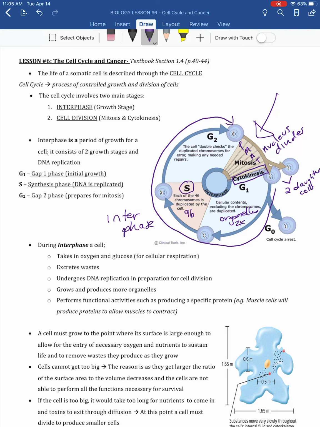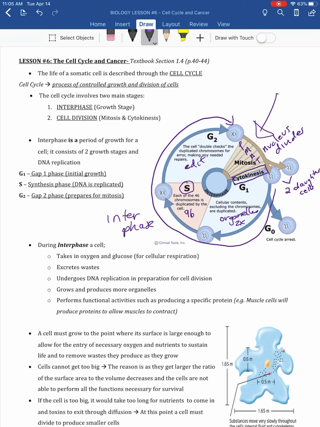Okay. And lastly, this is where my editing phase is in G2, to make sure that every one of those chromosomes that was doubled is actually correct, because there's no sense in splitting a mistake that may end up dying, so don't even waste the energy, okay?